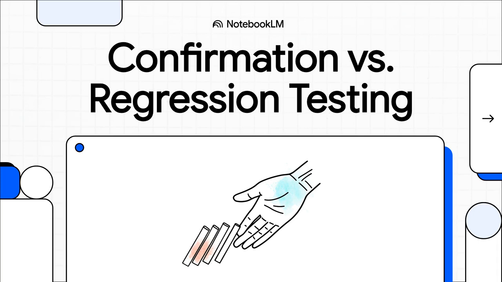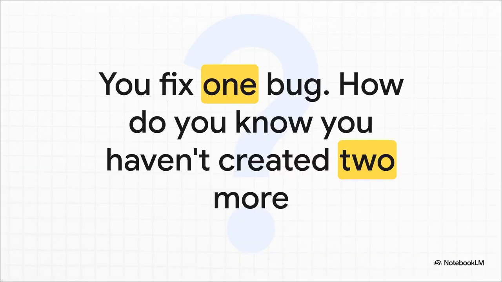All right, so let's get into it. We're going to unravel two really critical, but often kind of confused types of software testing: confirmation and regression testing. Think of them as the unsung heroes working behind the scenes, making sure our favorite apps don't just break after every single update. Let's dive in and see how they actually pull it off.